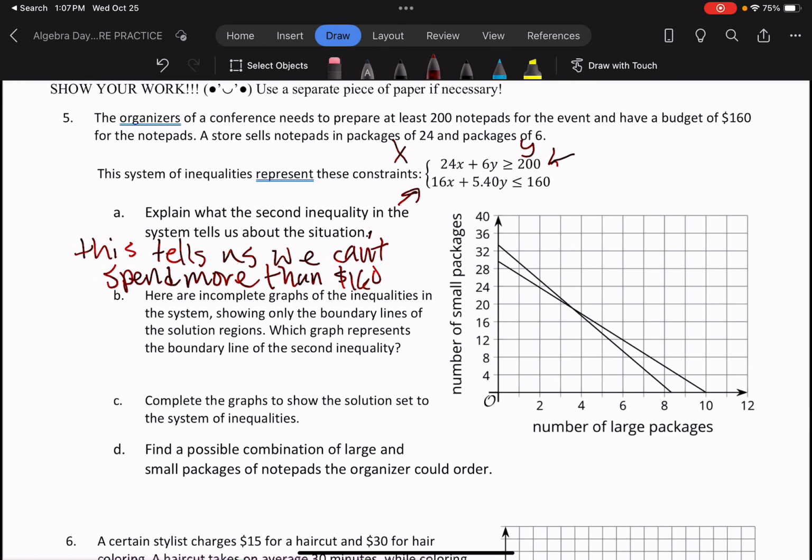All right, here are incomplete graphs of the inequalities in the system showing only the boundary lines of the solution regions. Which graph represents the boundary line of the second inequality? So it's saying which boundary line represents this inequality here. Okay, well, let's go ahead and put this in slope-intercept form so we can figure that out. So if we do that, we're going to subtract 16x from both sides. So we'll get 540y is less than or equal to negative 16x plus 160. And then we need to divide both sides by 540.